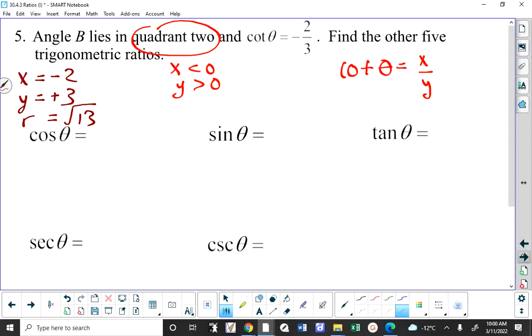Is it 13? If it's a written response, I know sometimes I just say, oh, this is really simple, let's just figure it out without showing our work. But if it's a written response, you would show x squared plus y squared equals r squared.